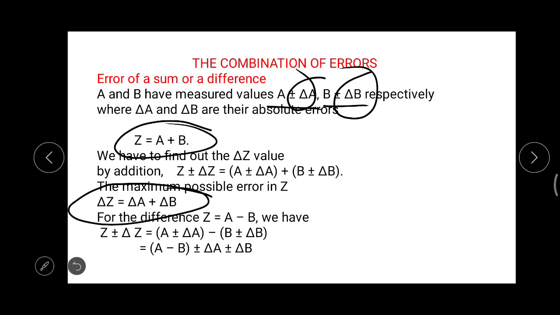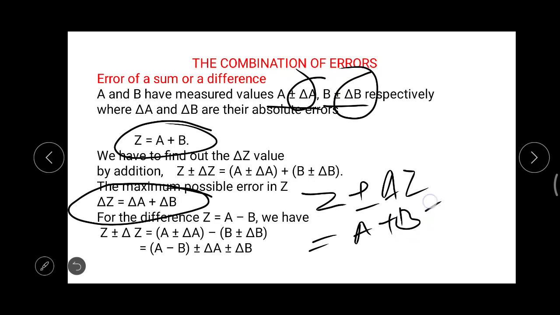So if you write it like this, Z plus or minus delta Z is equal to A plus B plus or minus delta A plus delta B. This will be the total value with error.